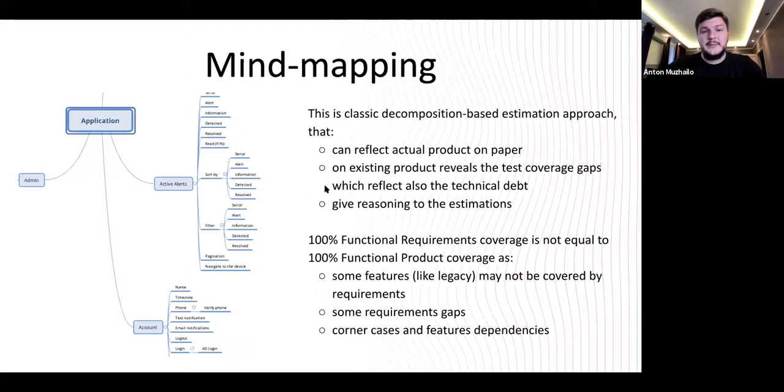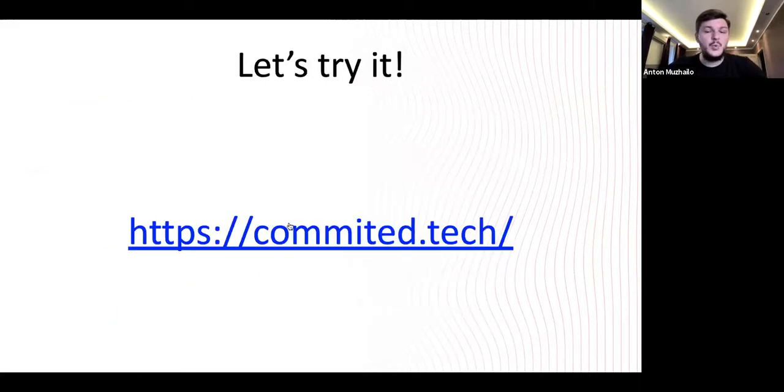Okay, so what about mind mapping? You can see here one piece of an application that does some things. We see an application that has admin, probably an admin console, active alerts and account sections, and the active alerts page probably has different kinds of elements, functions, etc. So mind mapping is a way of reflecting the scope on paper, to have it fixed and defined, to have a basis for the estimation. So let's try to do it with the committed website.